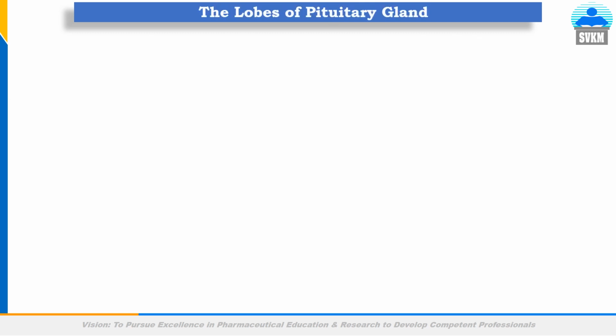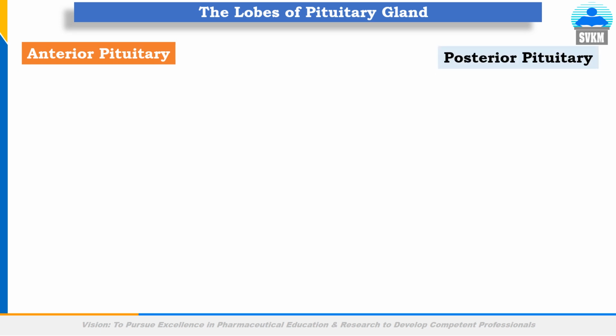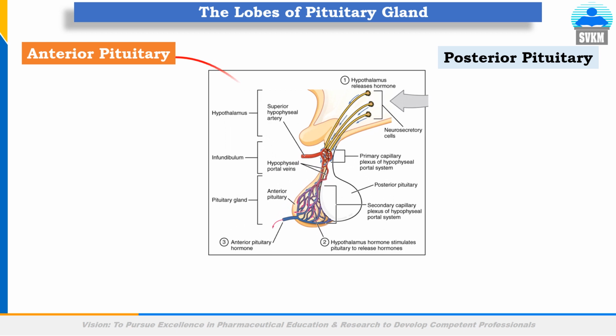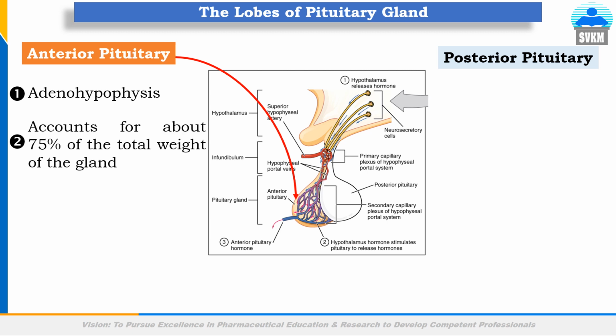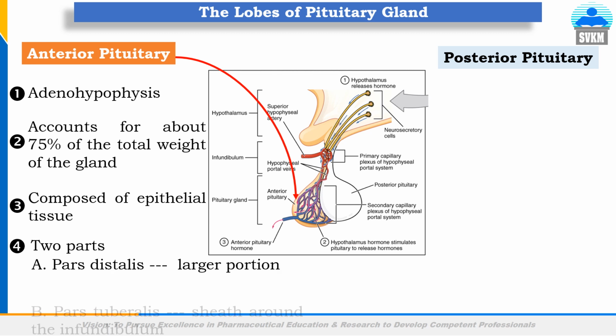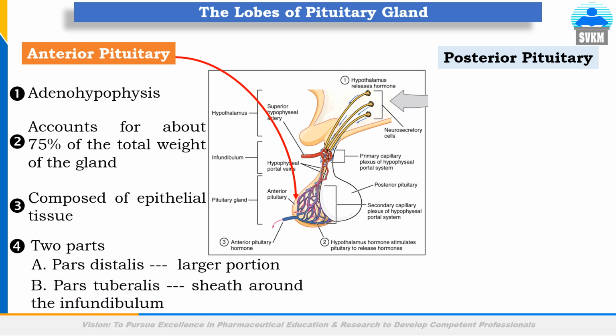The lobes of the pituitary gland: the first one is the anterior pituitary, the second one is the posterior pituitary. The anterior pituitary is also called the adenohypophysis, and it accounts for about 75% of the total weight of the gland. It is composed of epithelial tissue, and it has two parts. One is the pars distalis, the larger portion, and the second one is the pars tuberalis, the sheath around the infundibulum.